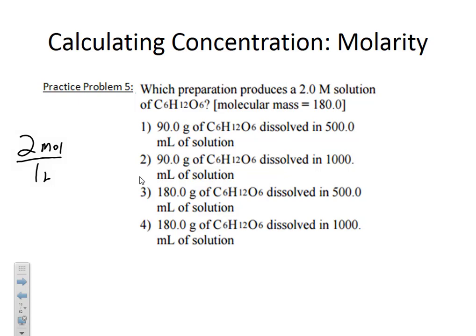If you're looking at this, you'd have half a mole here, so this would be 0.5 moles, dissolved in 0.5 liters, so 0.5 divided by 0.5, which is 1, so we know that's not a choice. 90 is 0.5 moles, and 1,000 milliliters is 1 liter, so 0.5 divided by 1, not going to be our choice. Now we have 180, which is 1 mole, and we have 1 divided by 0.5, and 1 divided by 0.5 is indeed 2, which is our answer for that choice.